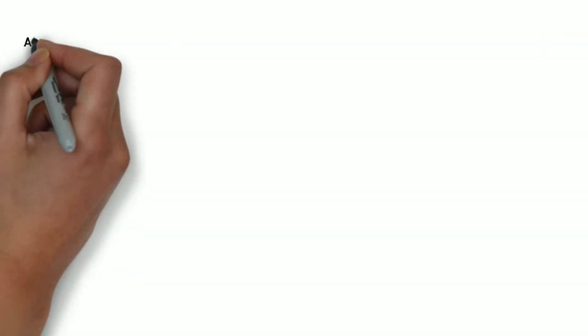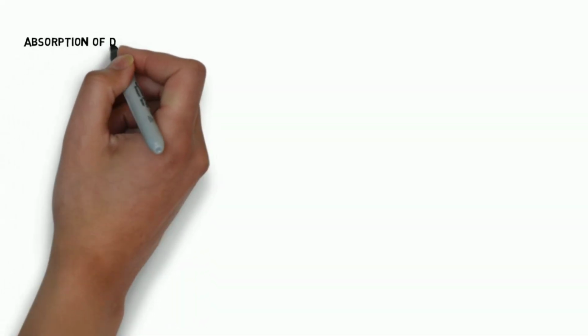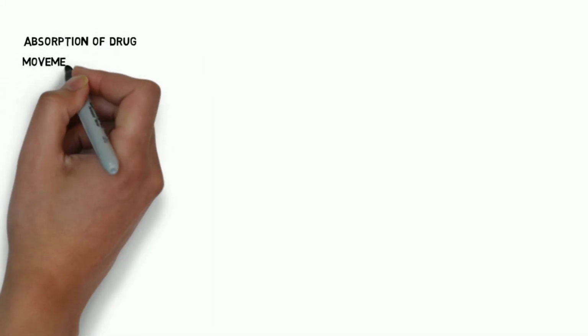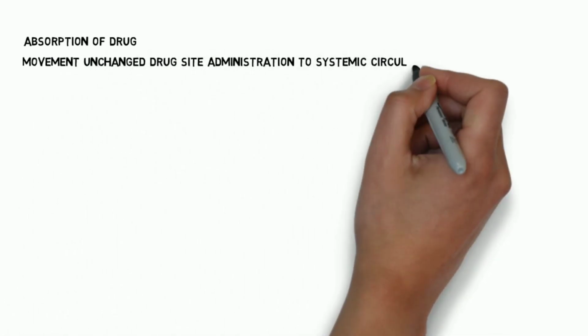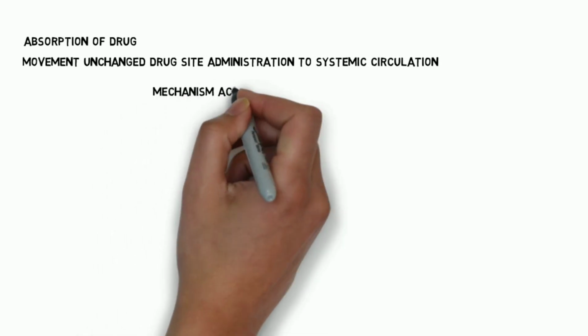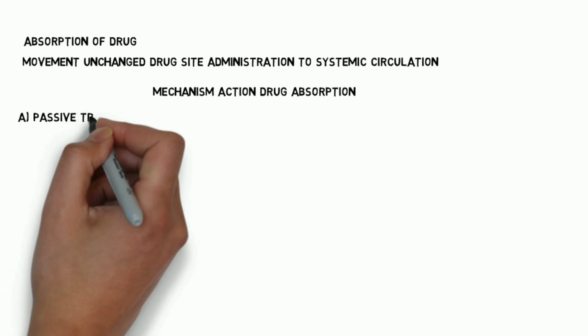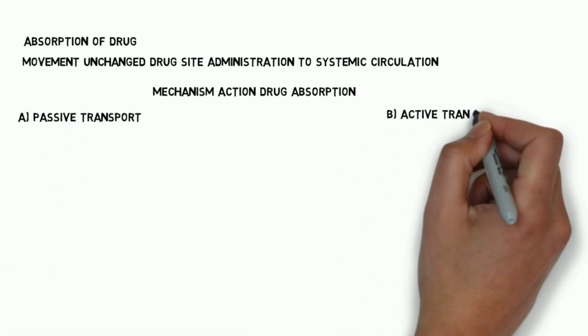Let's see. Absorption of drug. Absorption of drug means movement of unchanged drug from site of administration to the systemic circulation. Let us see mechanism of drug absorption. There are two mechanisms. First, passive transport and second, active transport.